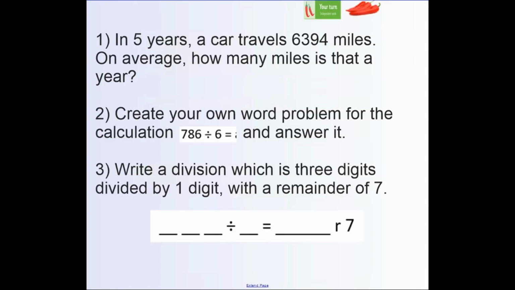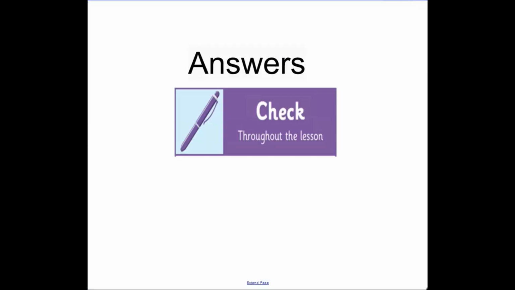And Chili 3, you have 3 questions to complete. Number 2 is a create your own word problem for the calculation of 786 divided by 6 and then answer it. And number 3 is trial and error again, write a division which is 3 digits divided by 1 digit with a remainder of 7. So you could experiment with all the different numbers that you could create for the answer to have a remainder of 7. Pause the video now, Chili 3, because these are your questions.